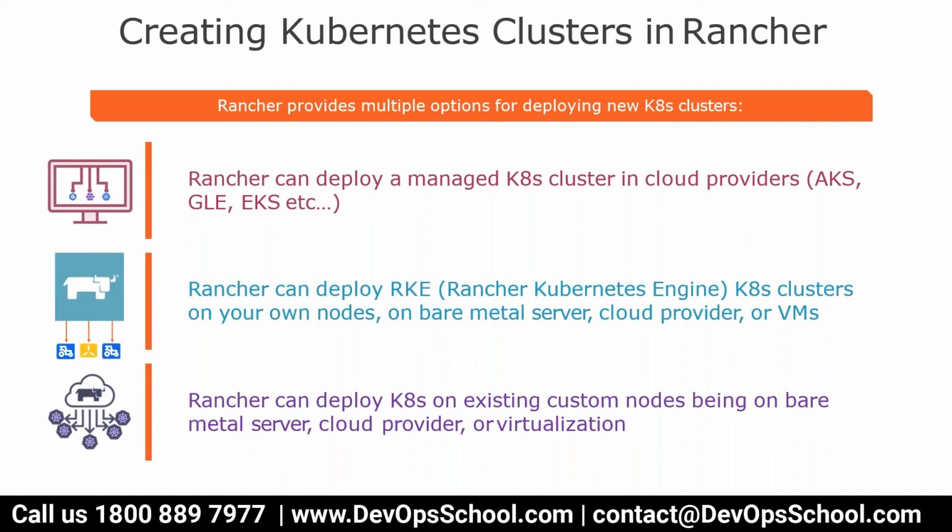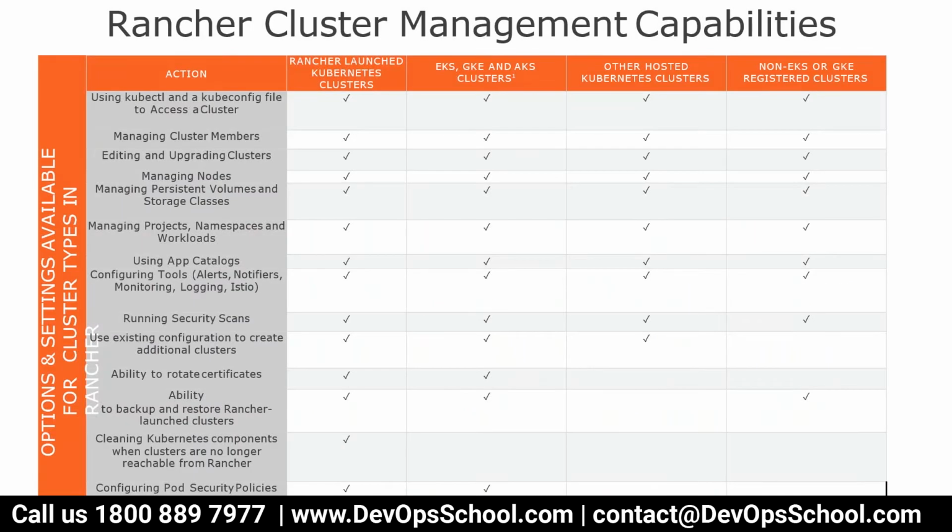Now Rancher can deploy RKE. RKE is one of the versions of Kubernetes which is supported by Rancher. So, Rancher Kubernetes Engine. So Rancher can deploy an RKE Kubernetes cluster on your own nodes also. And let's say you have a few nodes, which you can get from anywhere, that it can also deploy. By the way, Rancher should be able to access those machines. So Rancher can deploy on bare metal servers also, cloud providers and VMs. Rancher can deploy Kubernetes on existing custom nodes, be it bare metal servers, cloud providers or virtualization. So all options are given.